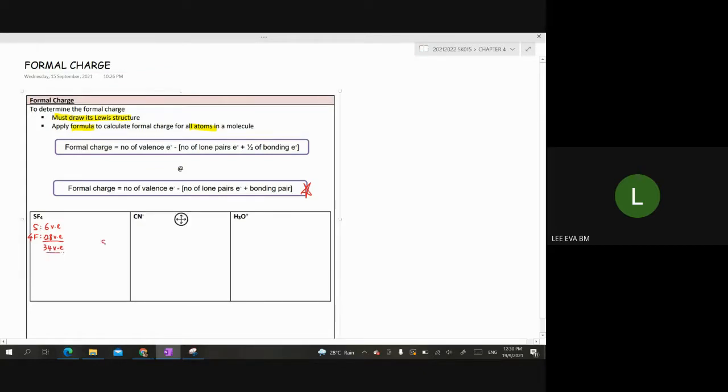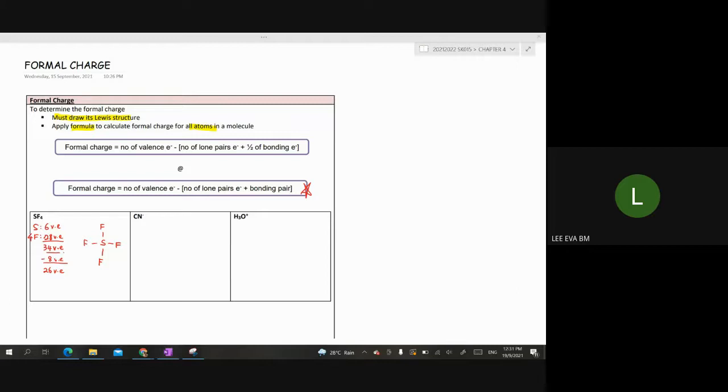So sulfur is the least electronegative compared to fluorine, so it's sitting in the middle, surrounded by 4 fluorine atoms. Okay, so 2, 4, 6, 8, minus 8 valence electrons, you're left with another 26. Ada madam terlalu cepat ke, boleh ikut tak? Boleh. Okay, so after minus the covalent bonds, we're left with another 26 valence electrons.